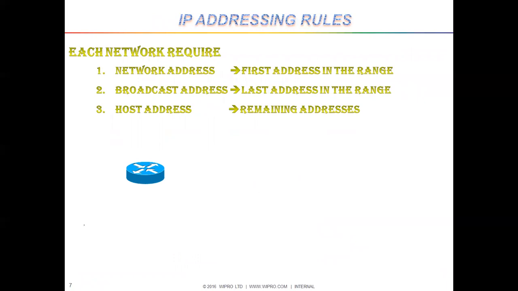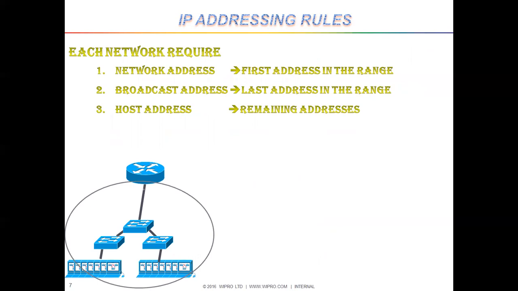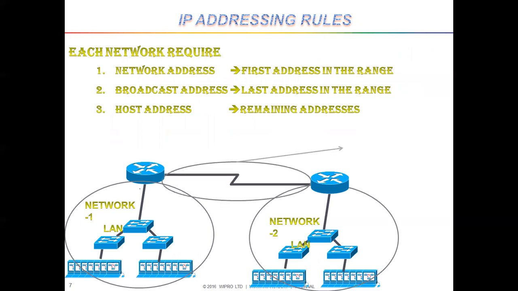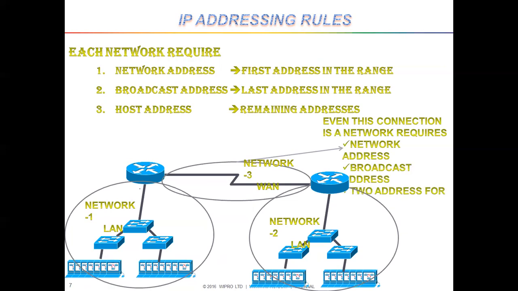So every network address, we already know. This is our India LAN, let's say this is our USA LAN, and this is our third network, our WAN link. You remember that. Each network requires three things: network address, broadcast address, and host addresses. Even this connection is a network.